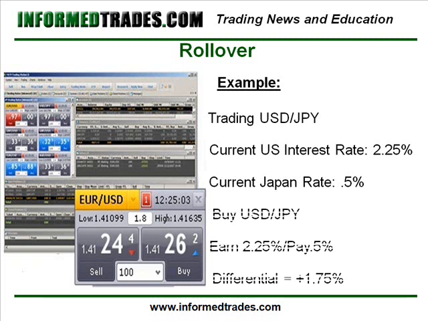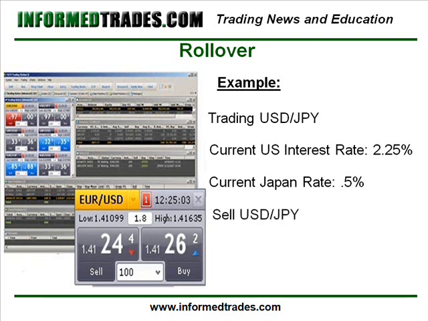If we were to sell the dollar-yen currency pair, then we are short or borrowing US dollars at an interest rate of 2.25% and long or holding Japanese yen at an interest rate of 0.5%. So in this case, the interest rate differential is against us by 1.75%. So we will pay interest if we hold this position past 5 p.m. New York time. I've tried to make this as simple as possible, but to be upfront, this is probably the most difficult concept for traders who are new to the Forex market to grasp. So if it takes a little bit of time, don't worry, you're not alone.